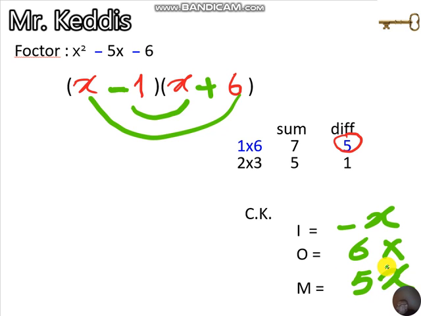I get positive 5, but the sign here is negative, which means this is not correct. How can I fix this? I just switch the signs here. This became positive and this one became negative. Means positive x, and the product of the outer term became negative. If I combine them, I get negative 5. Now it's correct.